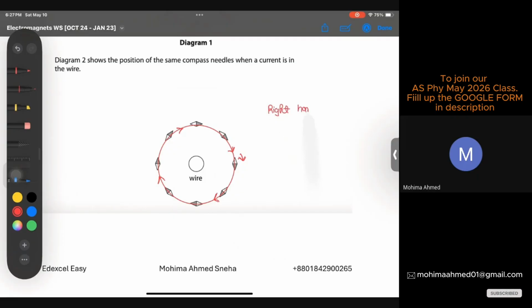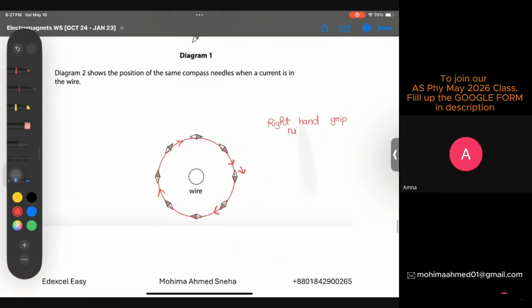Right hand grip rule, use that. Into the page. Into the page, right? Yes. Because if you move your four fingers in the clockwise direction, my thumb will always point into the page. Amra, do you understand this? Yes, miss.